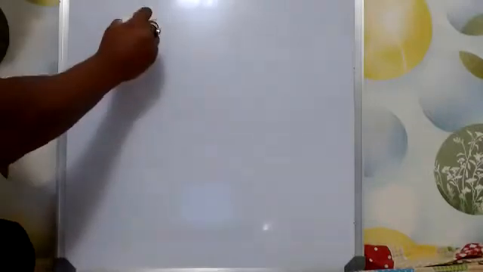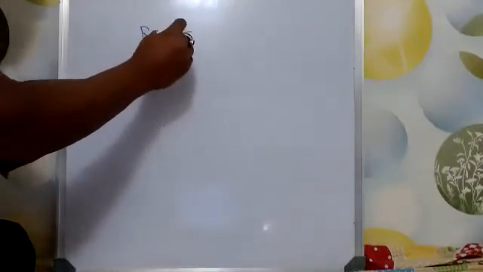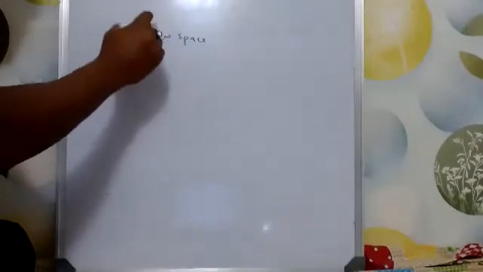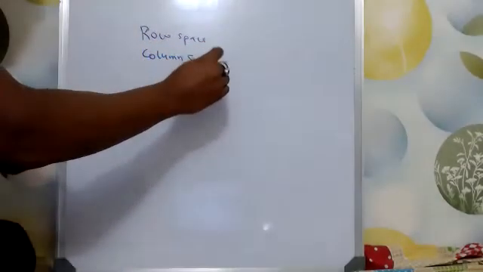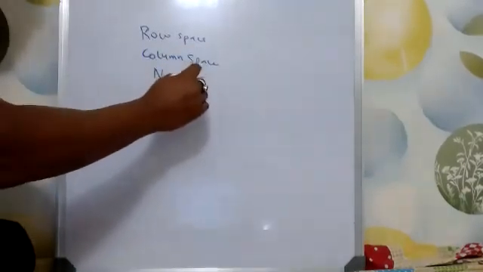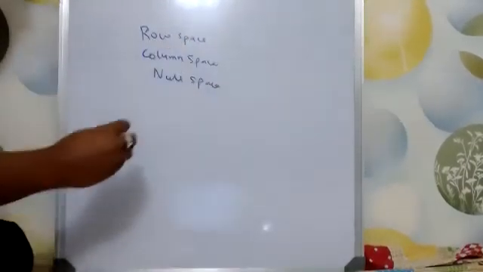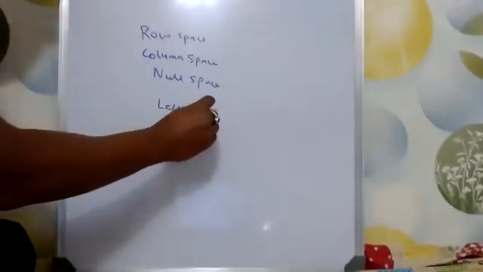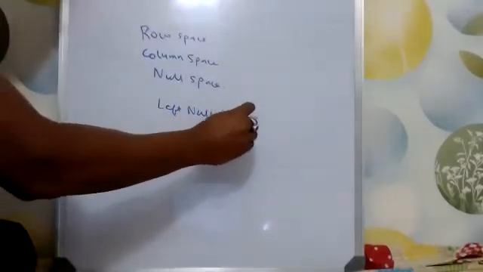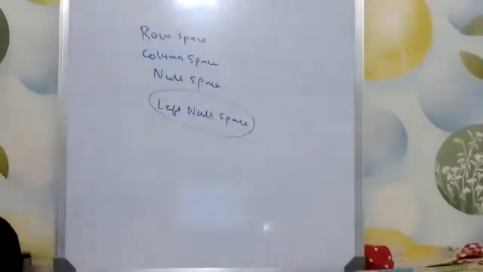Okay, so till now we have read about row space, we have read about column space, we have read about null space, and today we will read about left null space. So row space, column space, and null space. You guys are clear? Any doubts you have? You want to ask?